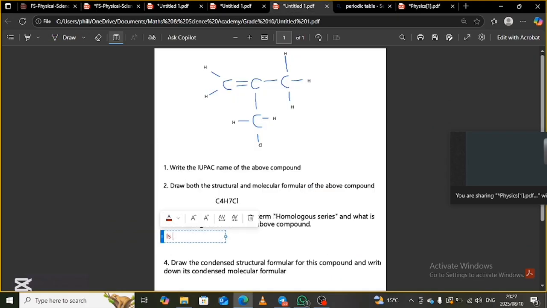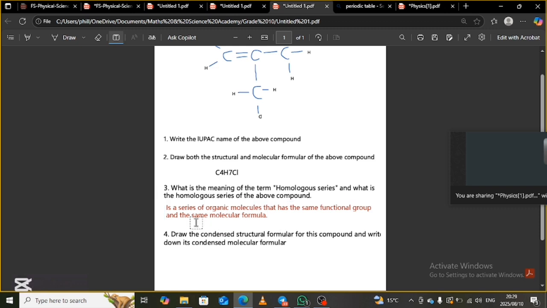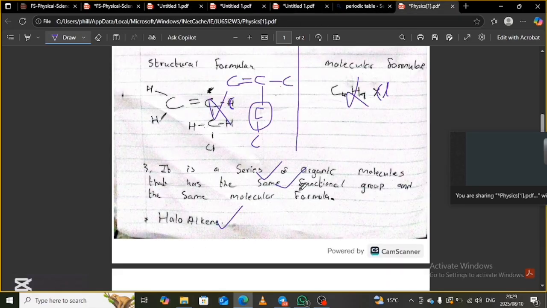Now, defining what is a homologous series. A homologous series is a series of organic compounds with the same general formula and the same functional group. So, it's a series of organic molecules that have the same functional group. So, the homologous series of the above compound is haloalkene.